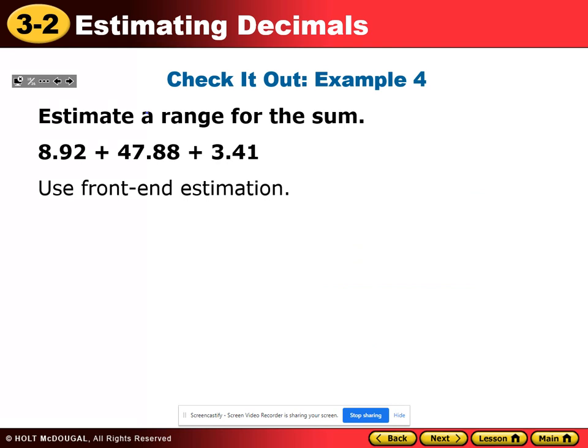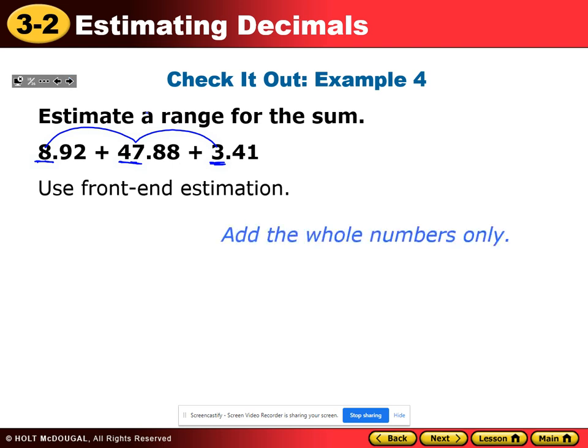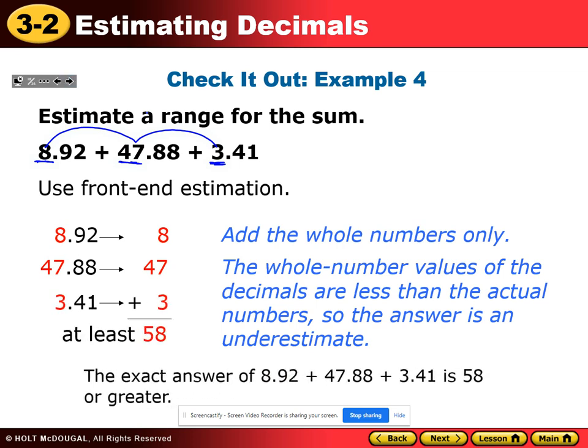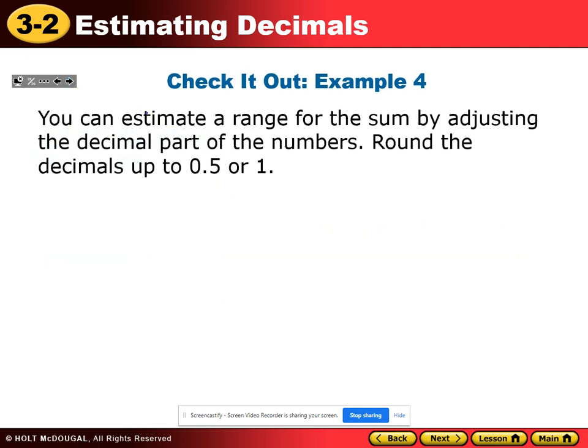Now with this one, use front-end estimation. So I look at just the whole numbers, 8 and 47 and 3, 58. Remember, we can't add in any order because of the commutative property. 8, there we go. That one ends up being 47, and this one ends up being 3, and that does give us 58 at least. So you can estimate a range for the sum by adding these.